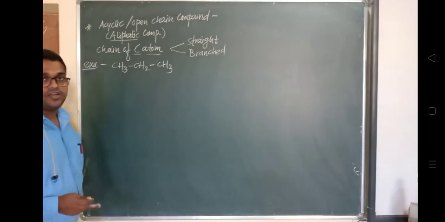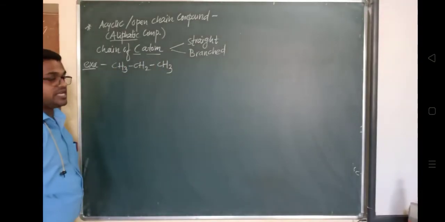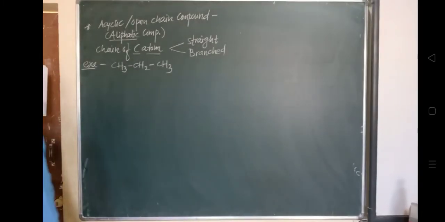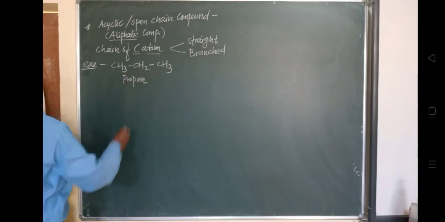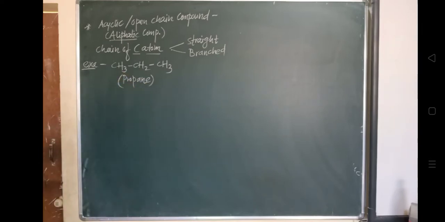Okay, it is not cyclic. Means it is not starting from this and ending at this. That's why it is a straight chain. So that's why it is called an acyclic or open chain compound, also called an aliphatic compound. So this is the example of propane. Okay, ये propane है. So this is propane, C3H8.